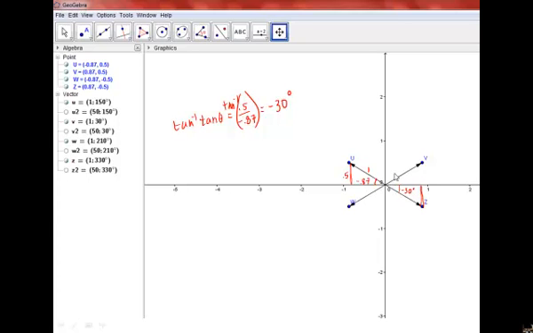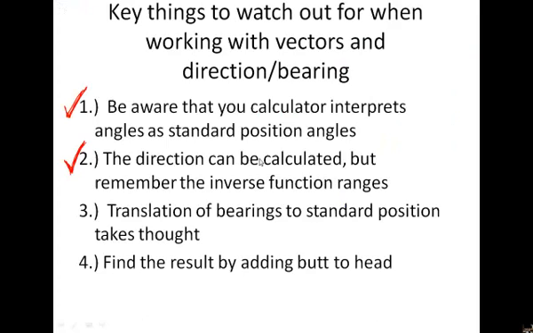So a lot of times what I would do is just look at the positive values, the 0.5 and the 0.87, and figure out what that overall reference angle is, because it's going to be the same no matter what quadrant you're in. So if you were to calculate tangent of theta is equal to 0.5 over 0.87, even if you're over here where they're both negative, or over here where one's negative and one's positive, or down here, just look at it as positive, evaluate the inverse tan, and acknowledge that theta is equal to 30 degrees no matter where you are. So the direction can be calculated, but we need to keep in mind the inverse ranges.